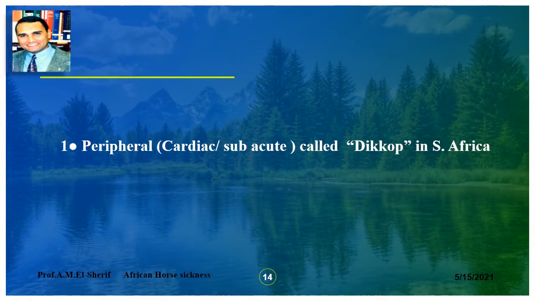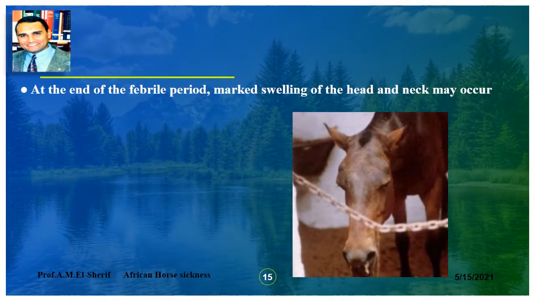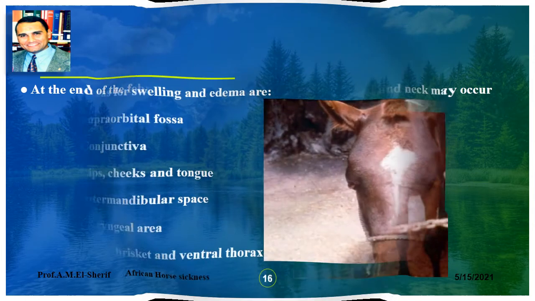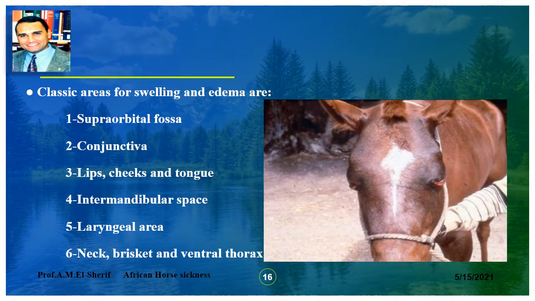The peripheral cardiac or subacute form, what is called DCOP in South Africa. By the end of the febrile period, marked swelling of the head and neck may be noticed. Classic areas for swelling and edema are the supraorbital fossa, conjunctiva, lips, cheeks and tongue, intramandibular space, laryngeal area, neck, brisket and ventral areas of the thorax.